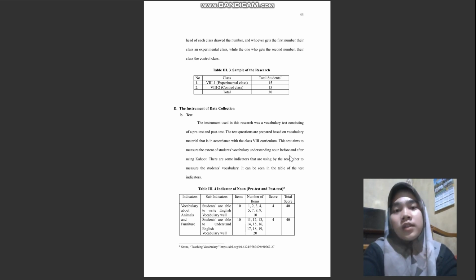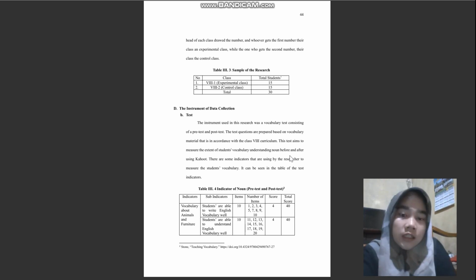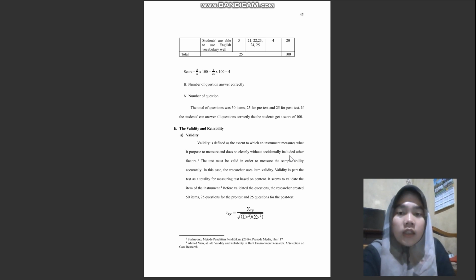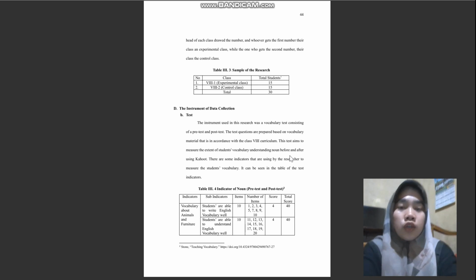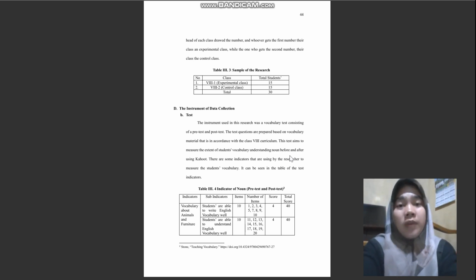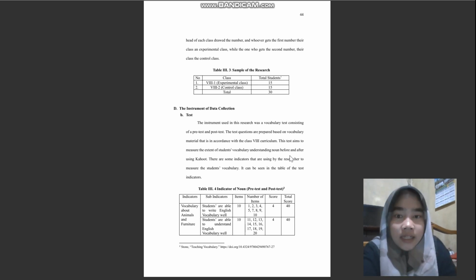Cronbach alpha was 0.83, which is good, above 0.70. So a major weakness: the test only measures receptive vocabulary, that is recognizing words. It doesn't measure productive vocabulary, actually using those words in speaking or writing. This is a limitation.